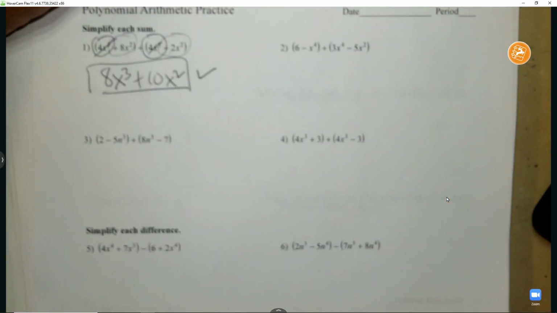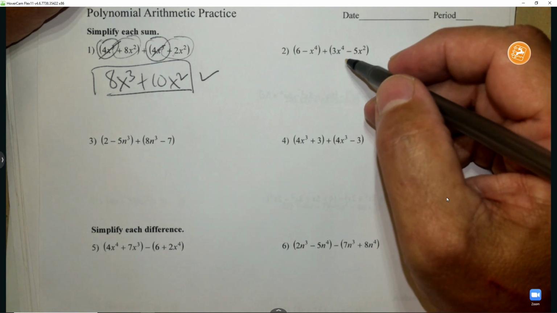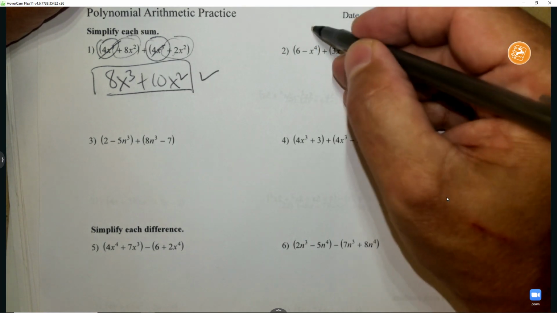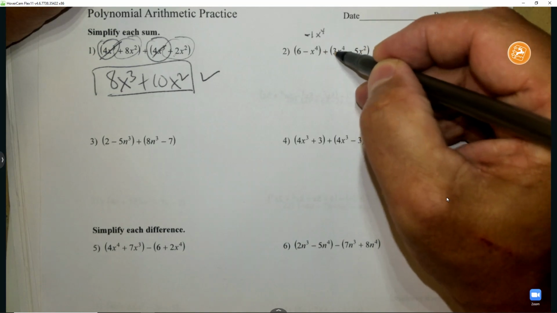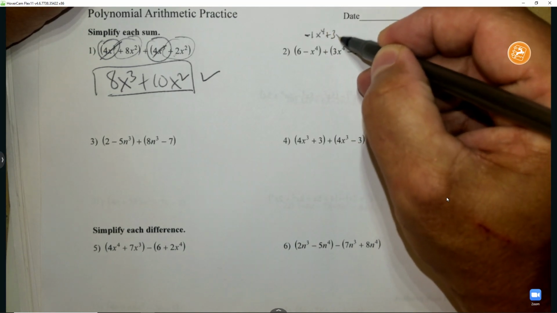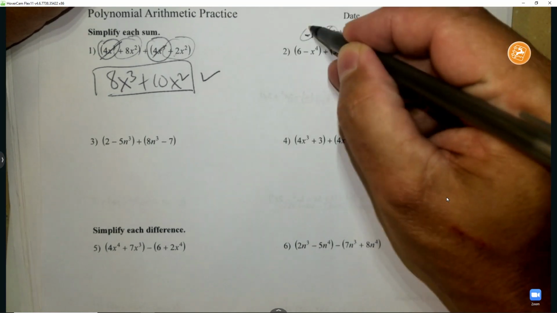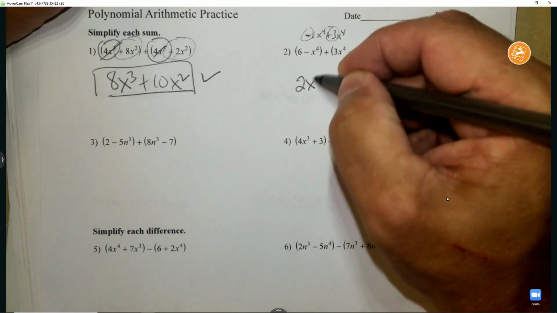Did you try number 2? Can you add the ones that are like together? So x to the fourth. Just know that that's a negative 1 x to the fourth. And that's a positive 3 x to the fourth. So this is really just 3 take away 1. That's 2x to the fourth.